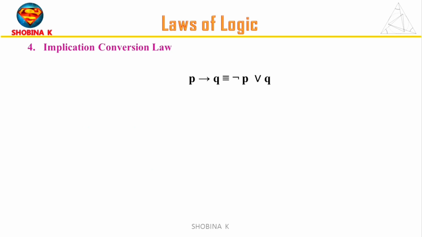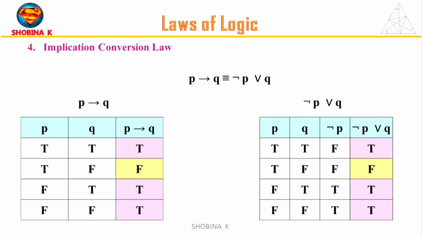Next up, we have implication conversion law. It demonstrates the equivalence between the conditional statement P implies Q and a disjunction involving the negation of the antecedent, not P, and the consequent Q. Mathematically, it can be expressed as P implies Q is defined as not P or Q. Here is how it works. P implies Q is the original conditional statement, which means if P, then Q.